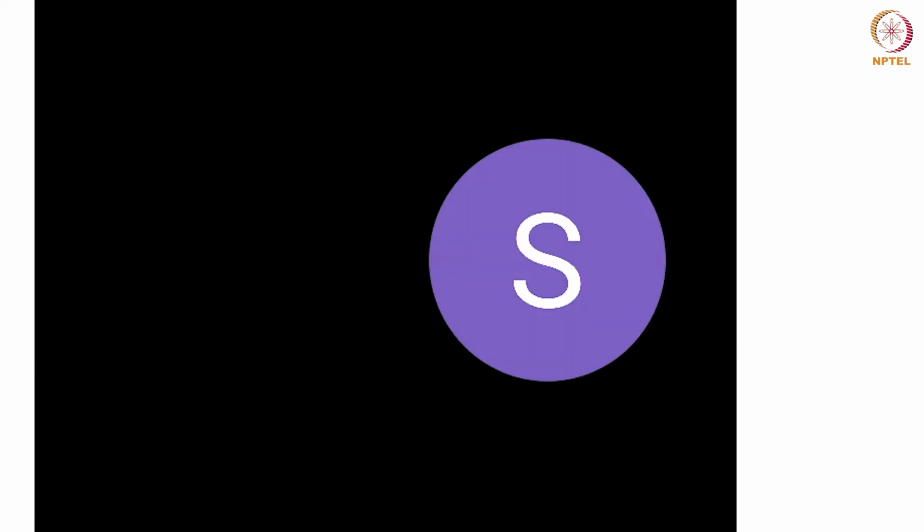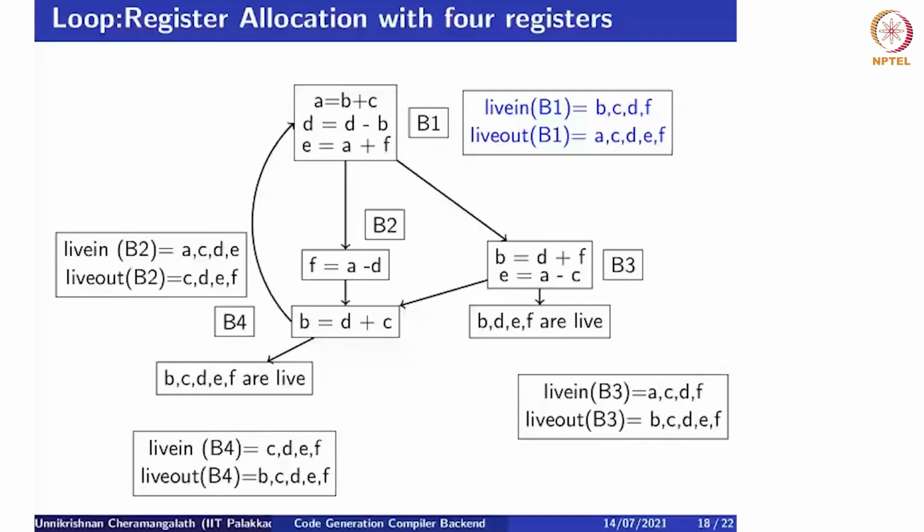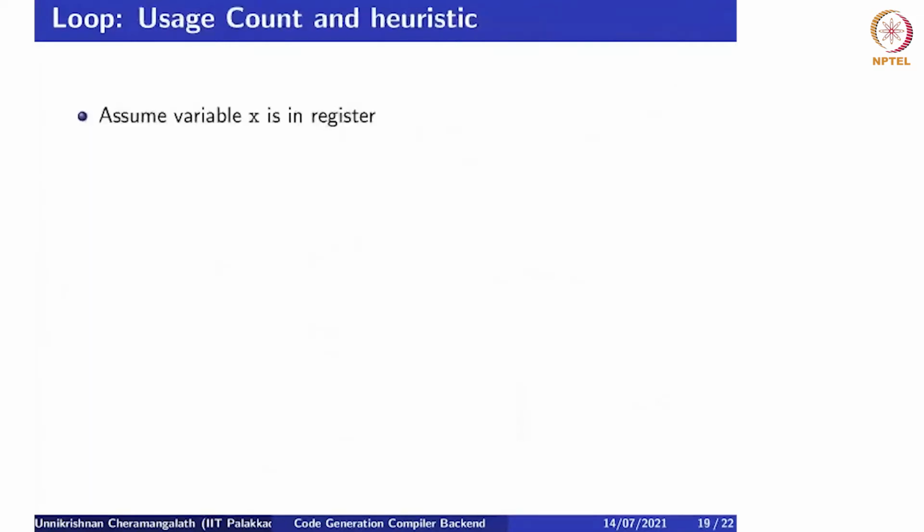Now this is a loop, and you want to do register allocation with 4 registers. So how can you save cost or get an optimal allocation with some heuristics? We have studied register allocation with graph coloring, and you know that it does not have a polynomial solution. So we'll use some heuristics.